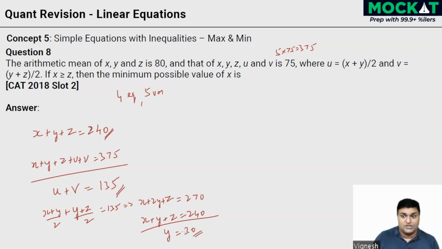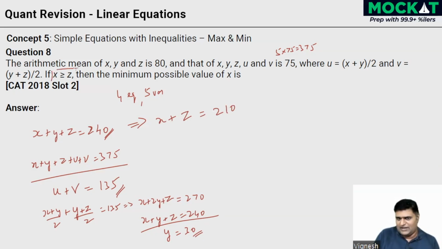So this is one such where the y variable we are able to solve for and find the value as 30. If I plug it in over here, what am I getting? X plus z equals 210. Y is 30, I take it to the other side. I'm getting x plus z equals 210.